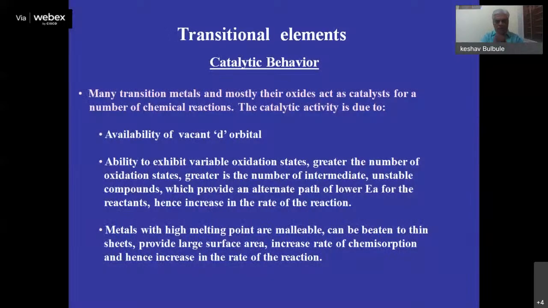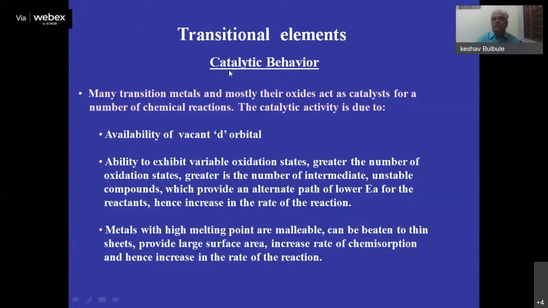And we have a very unique property exhibited by D block elements: they are wonderful catalysts. You know what a catalyst means. In the lower classes you have been taught that a substance that can alter the rate of the reaction without itself undergoing any permanent chemical change, and that can be recovered at the end of the reaction, both in terms of quality as well as quantity, is called a catalyst.